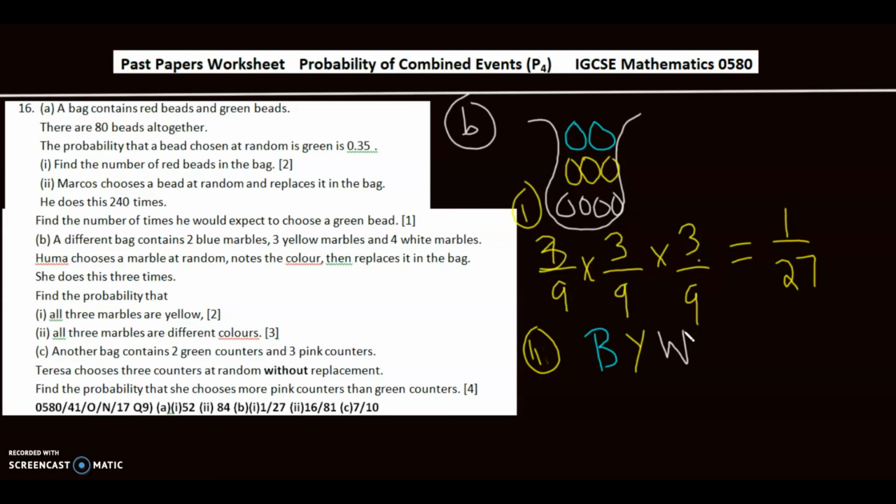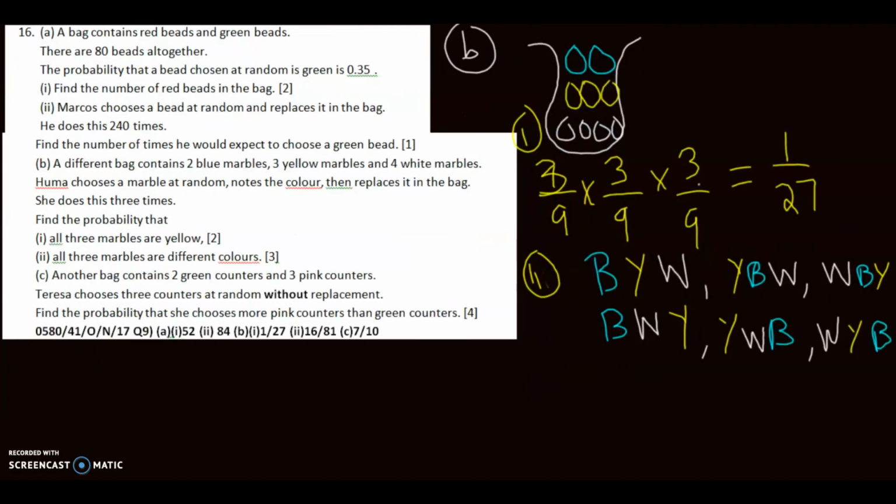Similarly, another combination can be yellow, then blue, then white, then yellow, then blue, then yellow, then white. Let me just write all the combinations down. I'm even getting confused. I'll write all of them down, then we'll see how many combinations we are getting. Okay, so there are actually 6 possibilities of getting 3 different colors, like we can see here. So instead of finding all these 6 probabilities separately, we'll do 6 times.